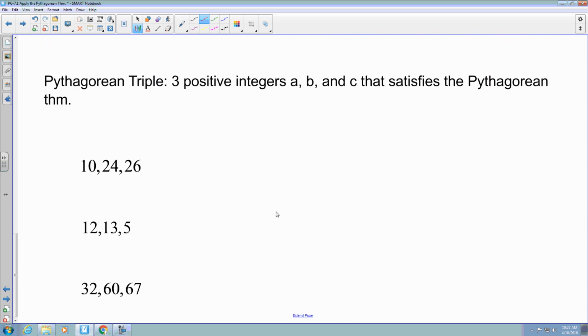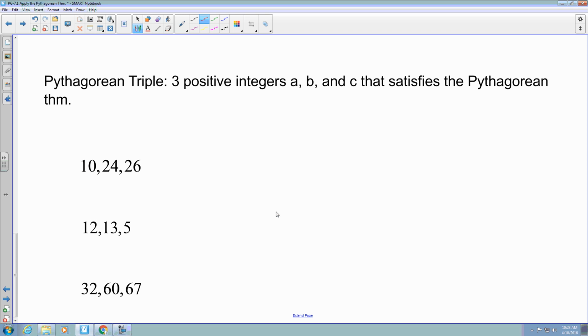Last thing we're going to look at is Pythagorean triples. Definition of Pythagorean triples: you have any three positive integers a, b, and c, and if they in fact satisfy the Pythagorean theorem, then they become Pythagorean triples. That means these values could be a right triangle with the side lengths a, b, and c. So if I look over here, I have 10, 24, and 26.